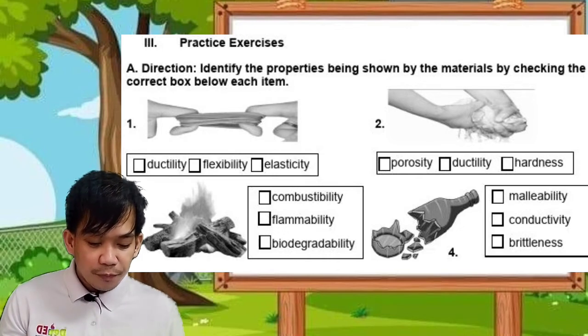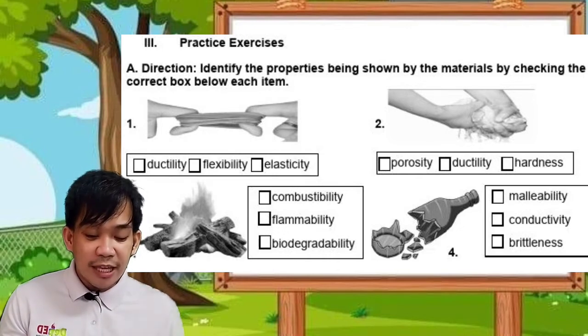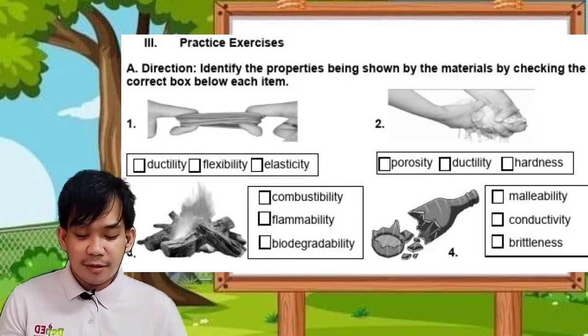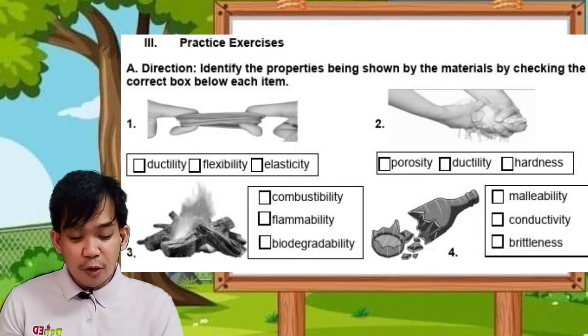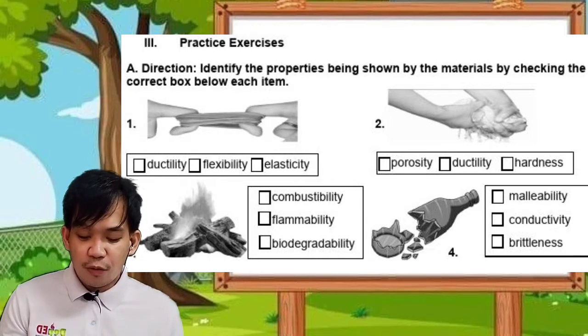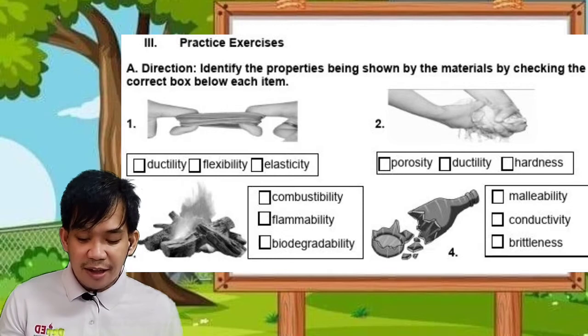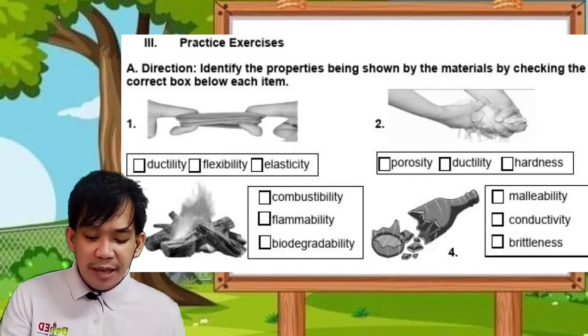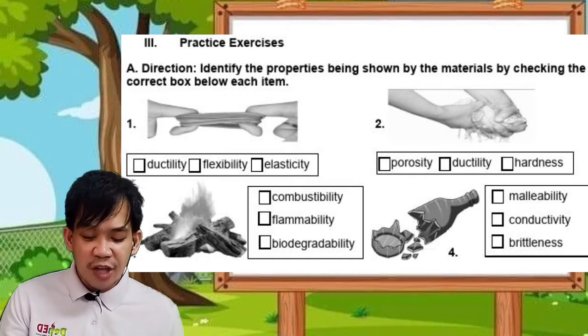Number 2. Okay, so yan naman. Yung that is, sa mga may hawak ng glass, that is cloth. Ayan, cloth yan. Which is being squeezed. Okay? Yung damit. Anong characteristic ng damit? Porosity, ductility, or hardness. For number 3, ayan, yung fire sa kahoy. Okay? What is the property of that? Combustibility, flammability, or biodegradability. Just check your choice.